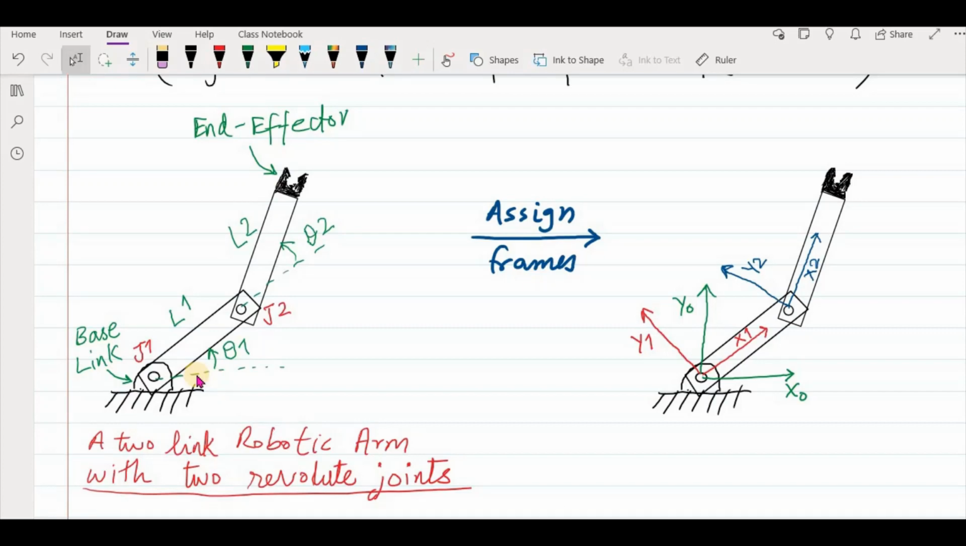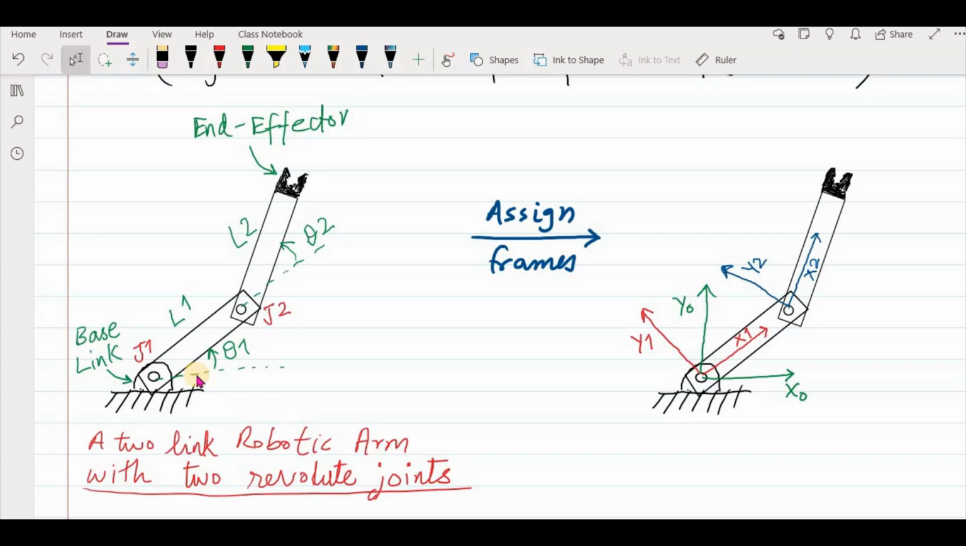Let's see an example of a two-link robotic arm. It has 2 joints, joint 1 and joint 2, and then we have link 1 and link 2 here. At the end of link 2, we have an end effector, and this is the base link, which is fixed because it's not moving, so we usually don't consider it.